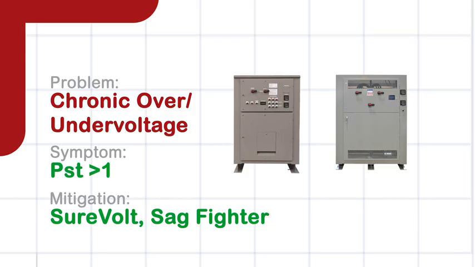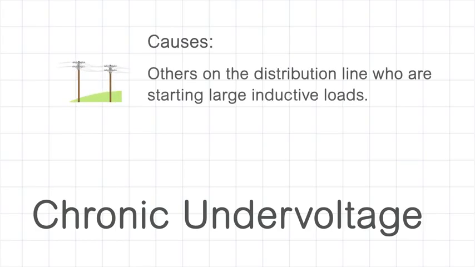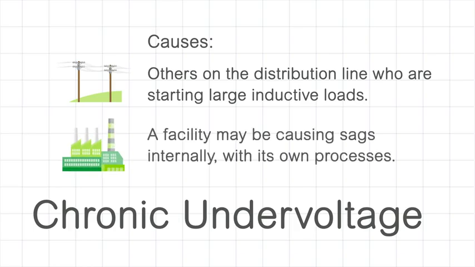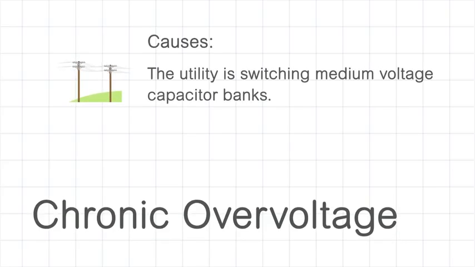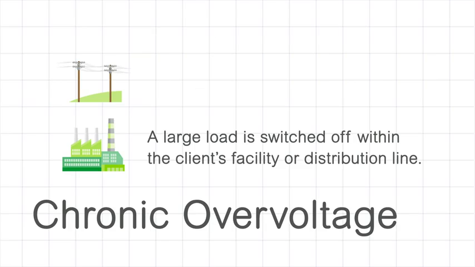Chronic undervoltage can happen because the consumer is at the end of a distribution line. A neighboring customer may be starting a large inductive load. A consumer may cause the sag with their own industrial process. Chronic overvoltage normally happens because the utility is switching capacitor banks on the medium voltage network. A large load is switched off within the client's facility or the medium voltage distribution line.